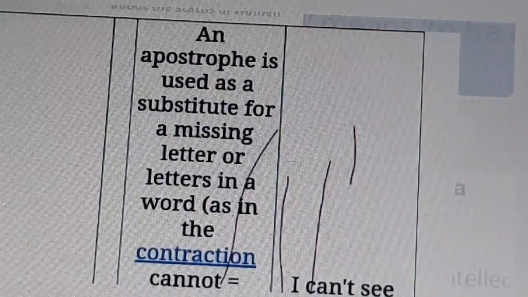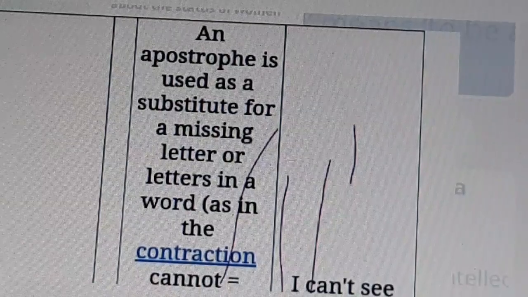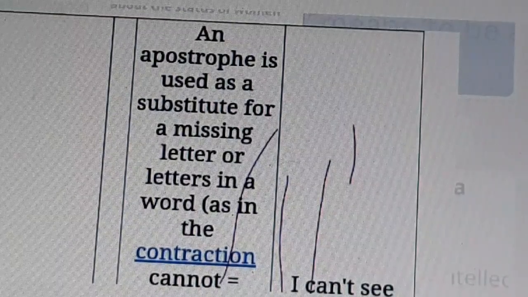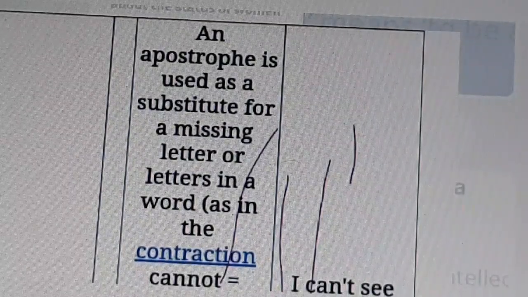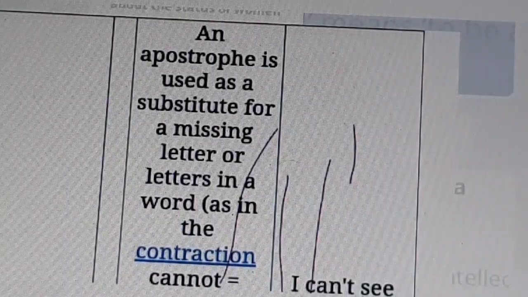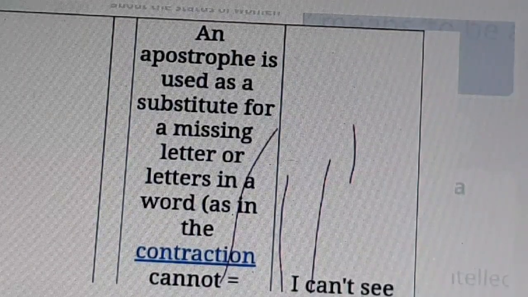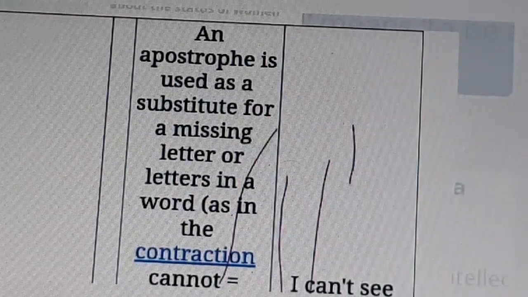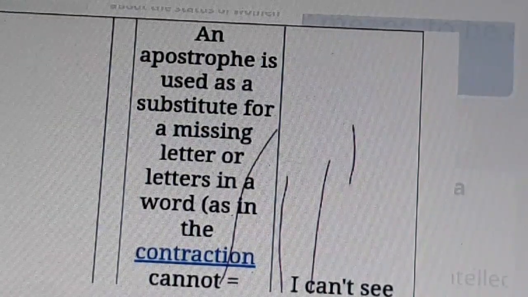An apostrophe is used as a substitute for a missing letter or letters in a word, as in the contraction. Cannot, we write this as can't. Here O, N-O is missing. Cannot, can't. Do not, don't. Does not, doesn't.